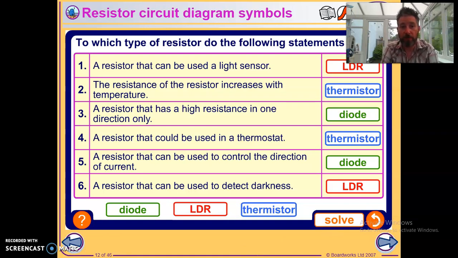A resistor that has a high resistance in one direction, diode. A resistor for a thermostat, the thing that controls the temperature at home, that's a thermistor. A resistor can be used to control the direction, that's a diode, because it can only allow things through one way. And a darkness detector, that would be an LDR.